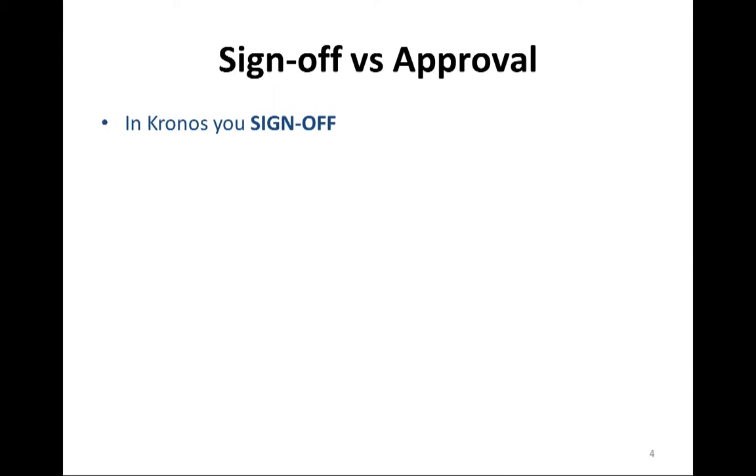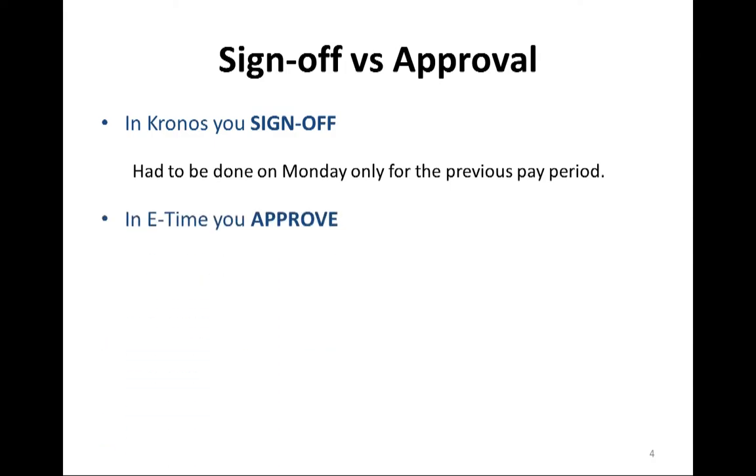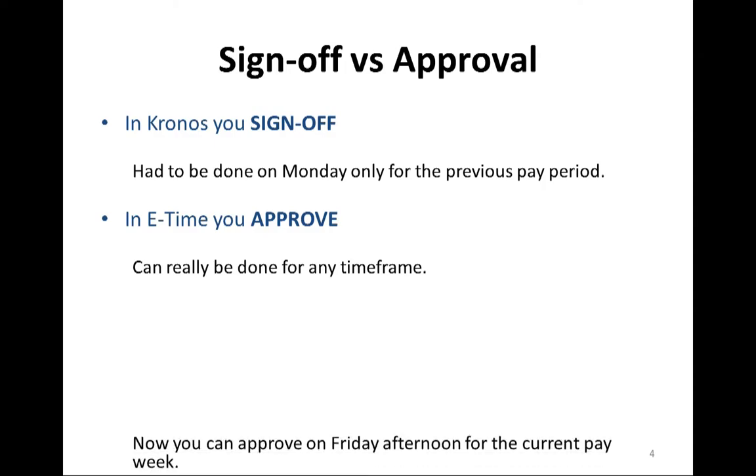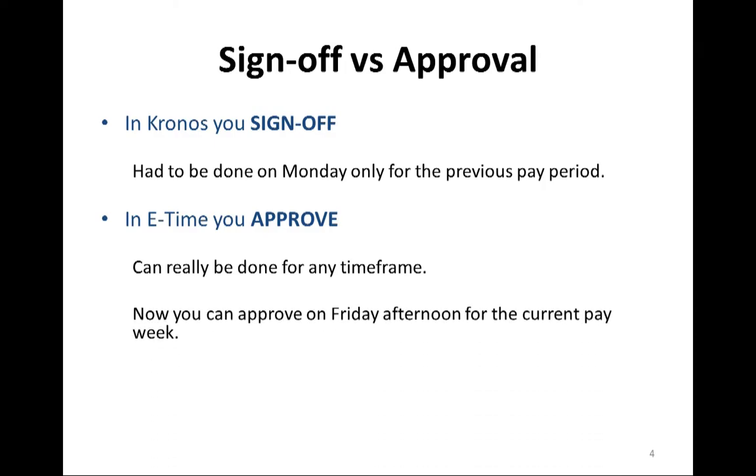All right, let's talk about sign-off versus approval. In Kronos, you sign off. It had to be done on Monday because you could only sign off for the previous pay period. In eTime, you approve. Now, when you approve, it can really be done for any time frame. So what does this really mean? It means that now you can approve your payroll on Friday afternoon for the current pay period before you go home, so that when Monday morning comes around, it's already been approved.